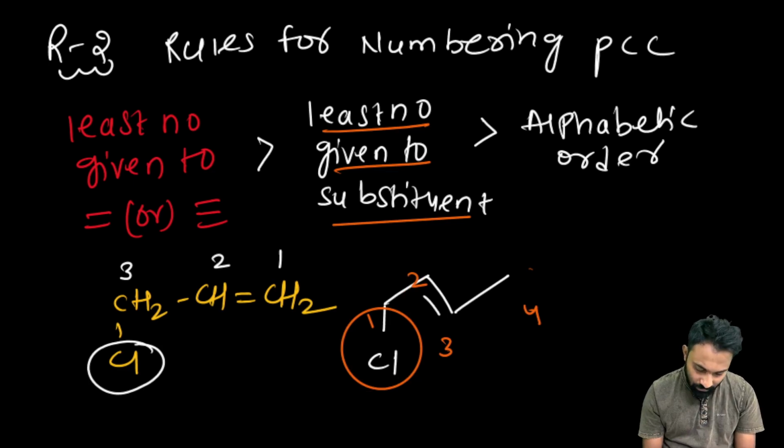Then the alphabetical order you have to follow. It means if 2 or more substituents are given, bromo and chloro, first you have to write the bromo, then after that chloro. Now the next rule.